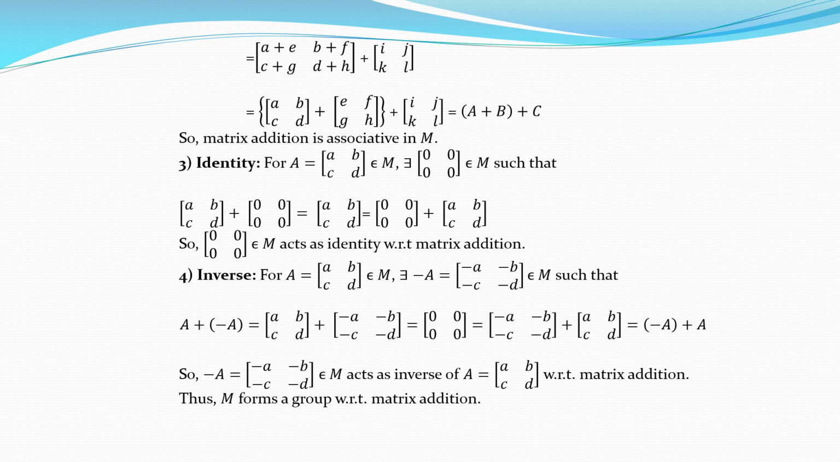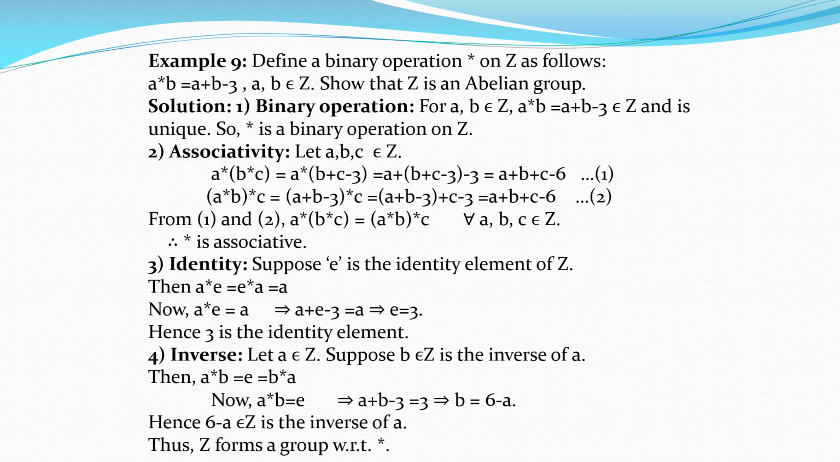Thus matrix addition is a binary operation on M. Then it is associative, the 0 matrix is the identity element, and for every element in M, minus A is its inverse. So M forms a group with respect to addition. Now we have already seen the definition of group. A non-empty set G together with a binary operation star is a group if star is associative, the identity element exists, and an inverse exists for every element.